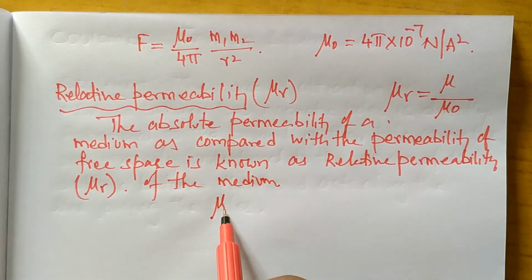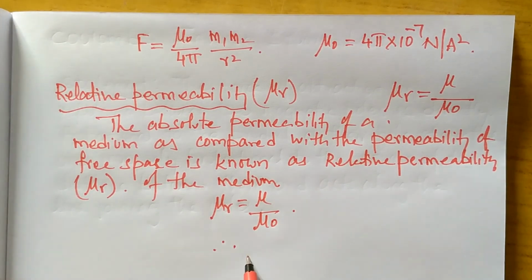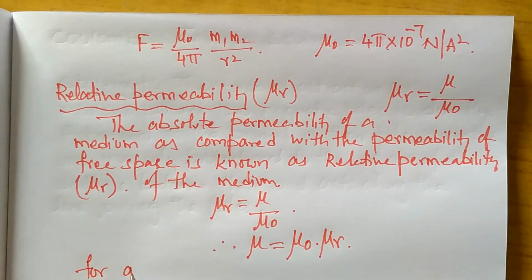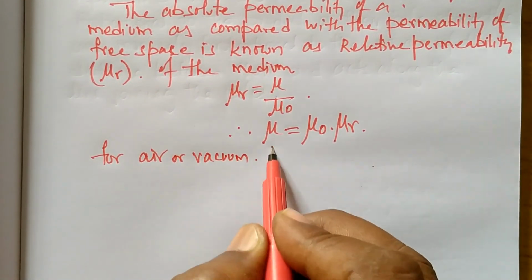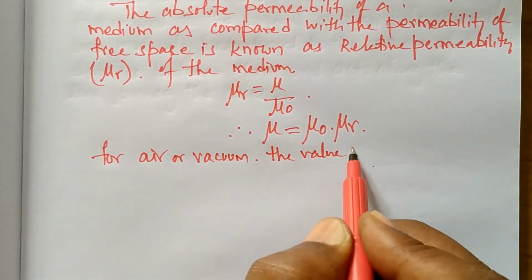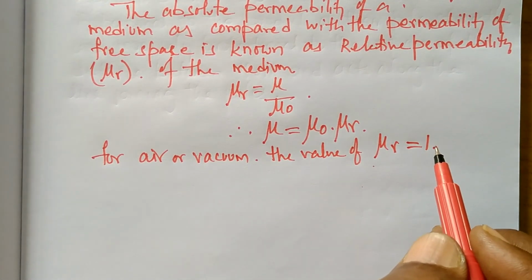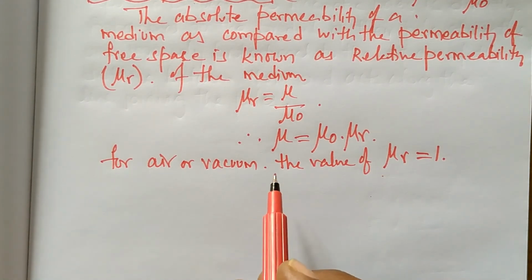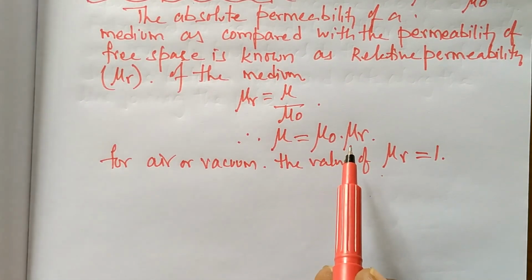So mu r is equal to mu by mu naught. Therefore, we can write it as mu is equal to mu naught into mu r. For air or vacuum, the value of mu r is equal to 1. We have to note that relative permeability is a ratio of mu and mu naught. Therefore, it has no units.